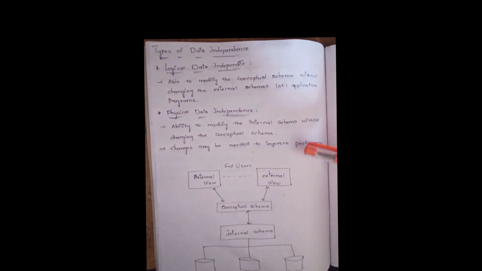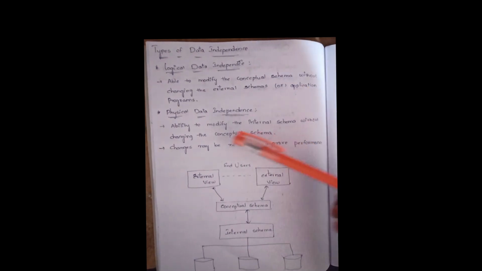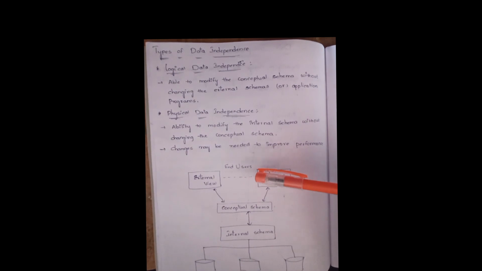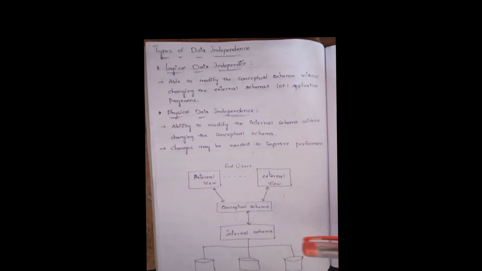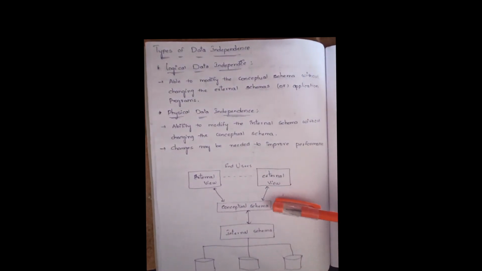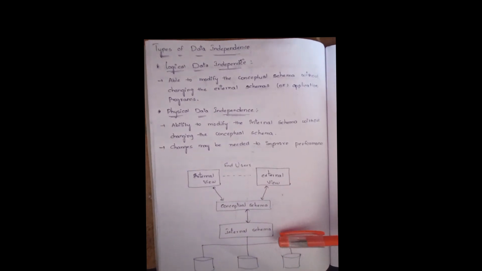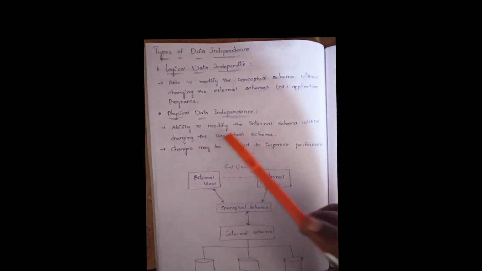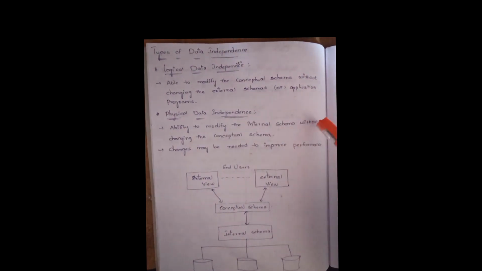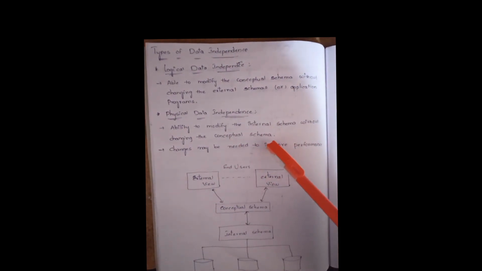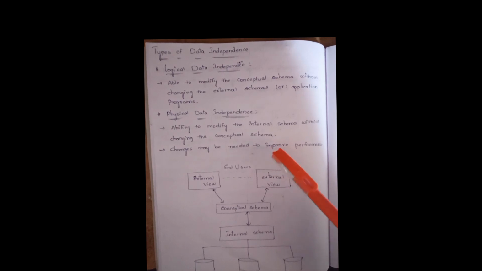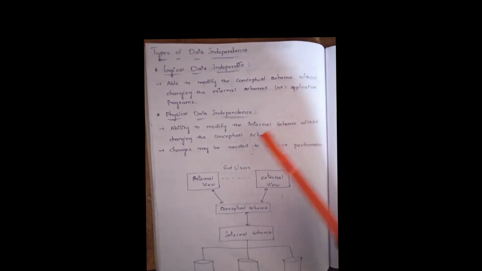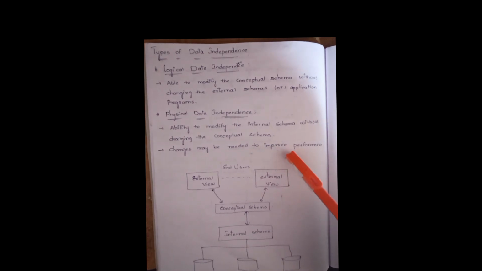Now we'll move to the next type, that is physical data independence. This type of data independence works between the internal schema and the conceptual schema. What is physical data independence? Physical data independence is the ability to modify the internal schema without changing the conceptual schema.